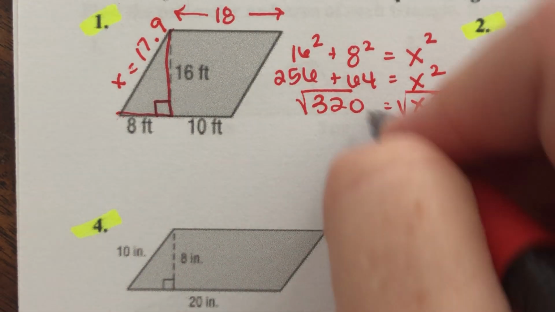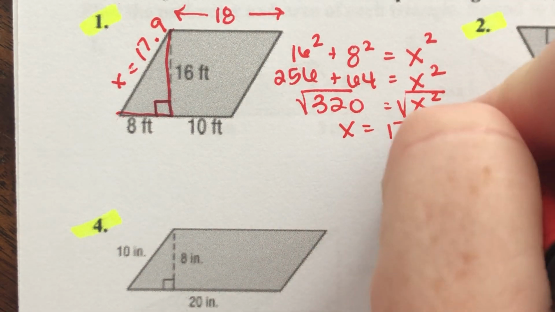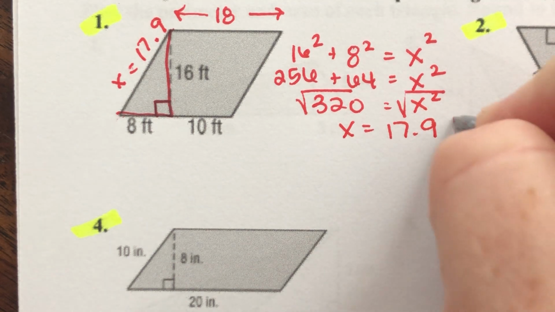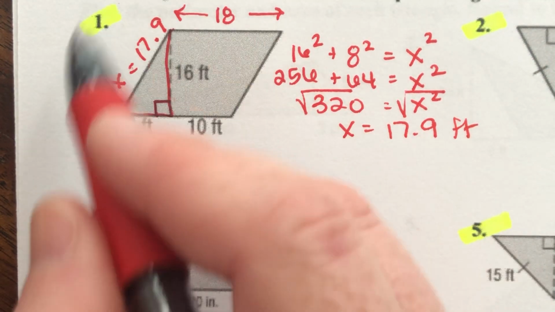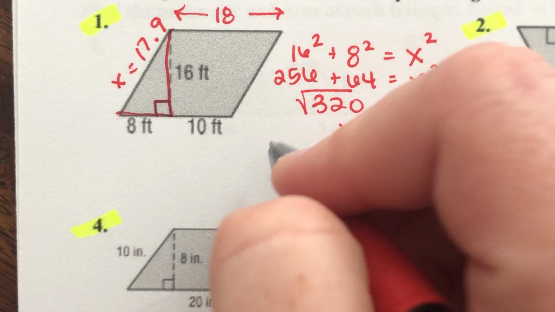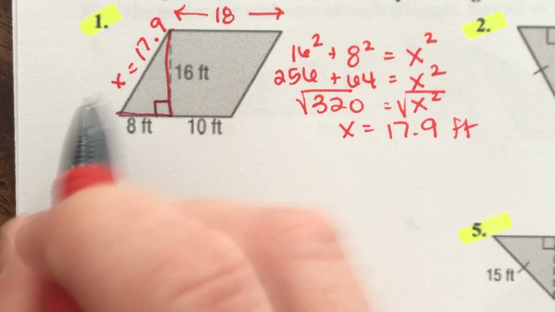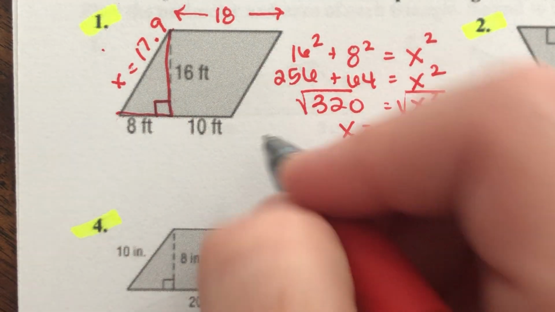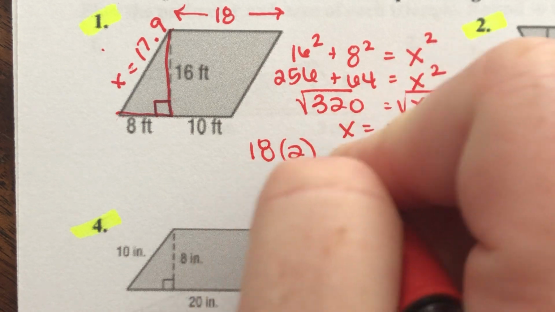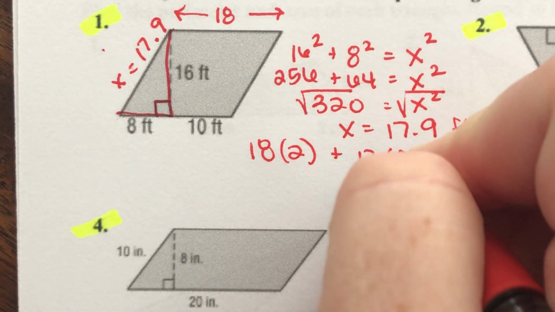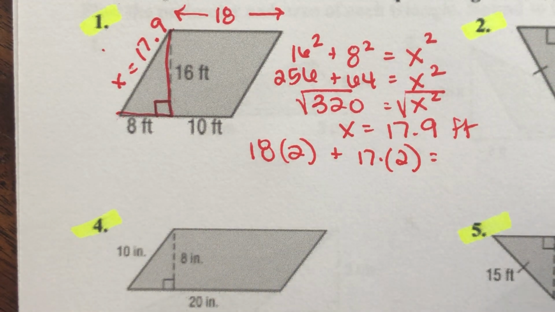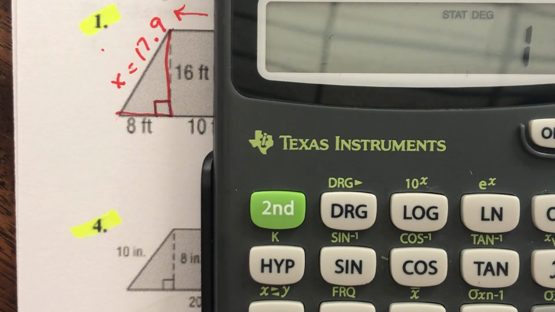So this side here is 17.9 feet. So now we can add up the outside here to get the perimeter, right? We have 18 plus 18 plus 17.9 plus 17.9. 18 times 2 plus 17.9 times 2, which is almost 18 times 2, which is 36. So we get about 71.8.